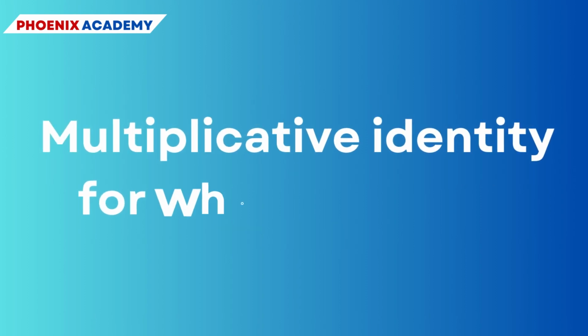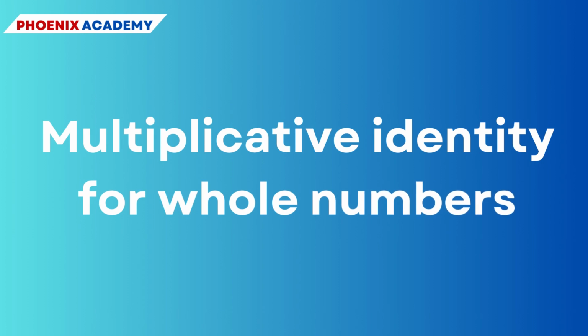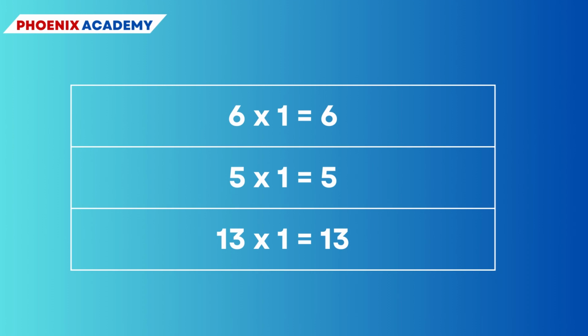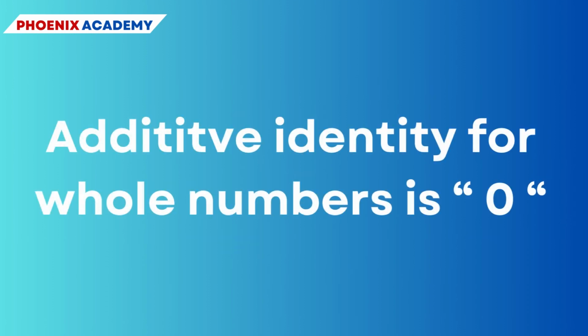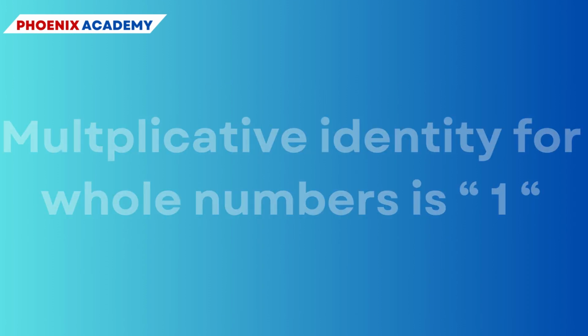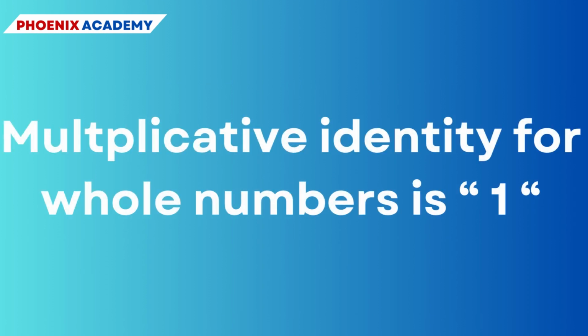Similar is the case for a multiplicative identity for whole numbers. From this table, we can see that 1 is the identity for multiplication of whole numbers, or multiplicative identity for whole numbers. So the additive identity for whole numbers is 0 and multiplicative identity for whole numbers is 1.